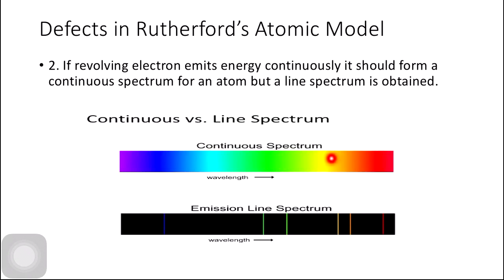But when it was observed with the spectrophotometer, the results were quite unexpected. Atom forms the line spectrum instead of the continuous spectrum. This is the line spectrum. Inside the line spectrum, the bands of light alternate with dark bands.